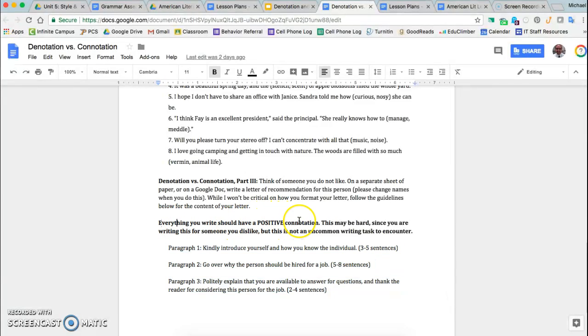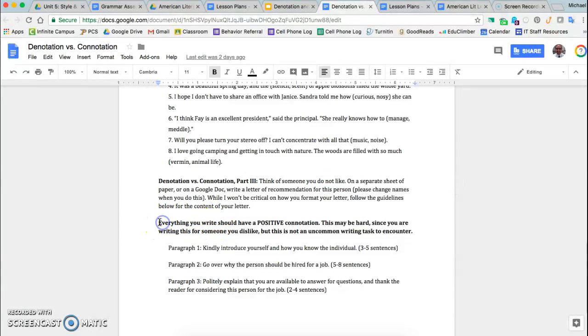Everything you write should have a positive connotation, even though you do not like this person. That's the challenge. Okay, this does happen. People will ask coworkers or teachers or just people that they want a recommendation from. They'll ask them for letters of recommendation, and sometimes those people don't really have much that they want to say, at least not very nice things that they want to say about that person. But generally, you still need to find something positive to pass along.